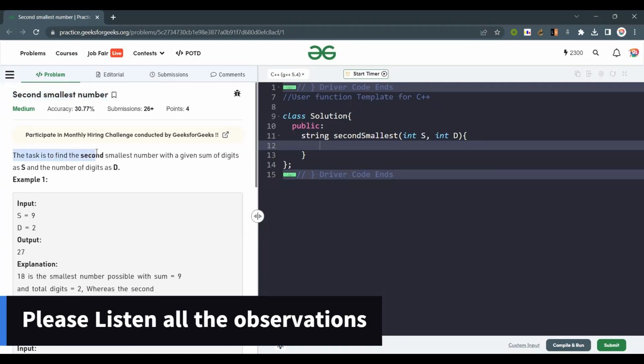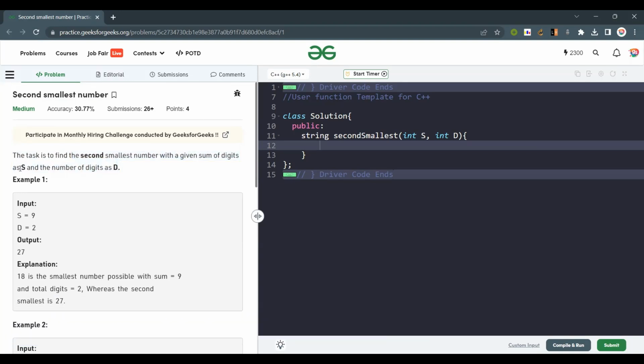So the task is to find the second smallest number with a given sum of digits as s and a number of digits as d. So basically we have to find the second smallest number whose digits add up to the sum s, and the number of digits has to be d. So let's discuss with an example.